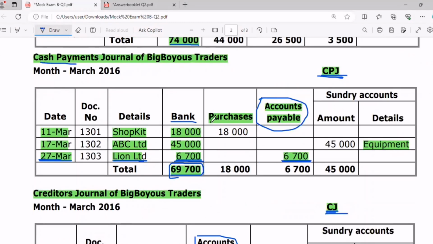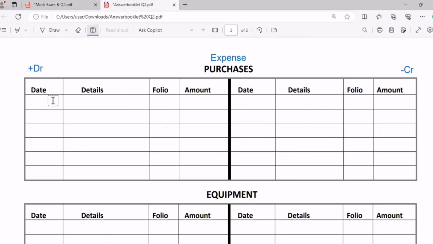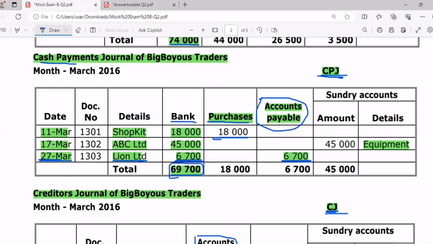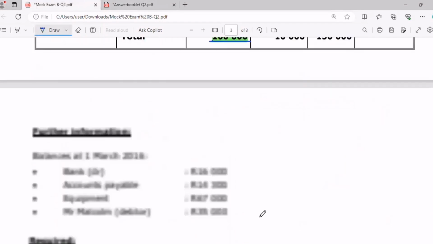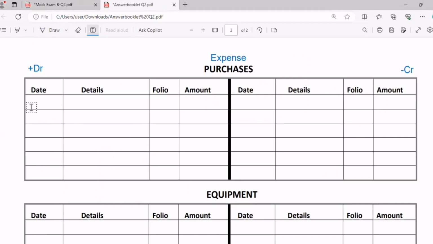Yes, we do have. So you can see here in the CPJ, we have purchases column. So purchases that were made for cash amounted to 18,000. So every time we make purchases, we record that on the debit side. Why? Because all purchases, all expenses, they've got debit balance. So guys, purchases account does not have opening balance. So there's no opening balance. So we just record this.